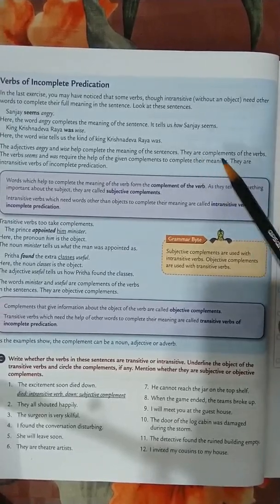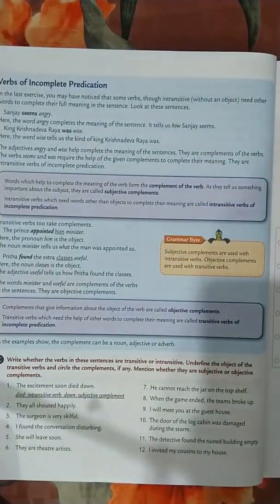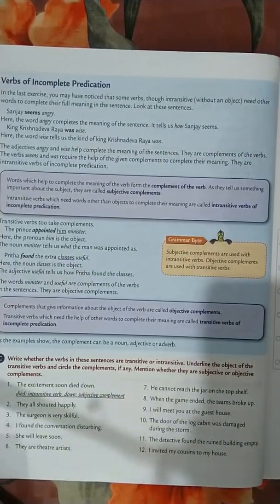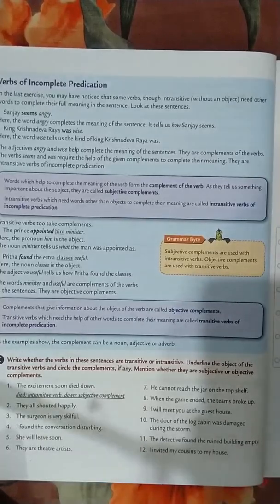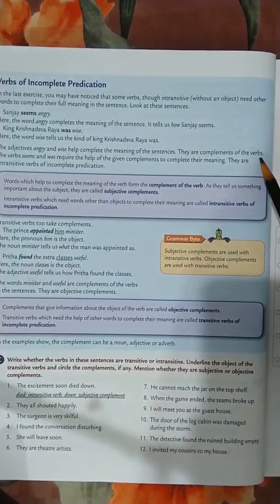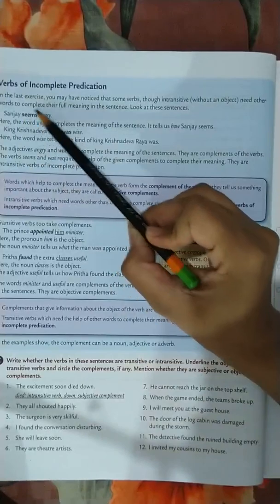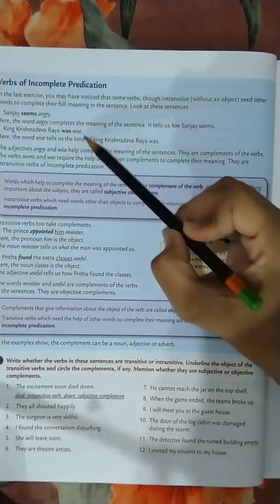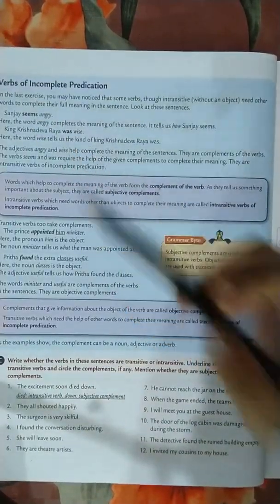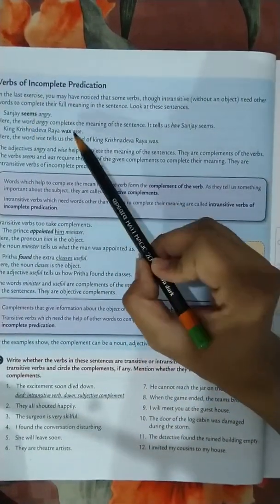Okay, they are the complements. So these words will be called the complements of the verb. Now the verbs seem and was. So angry and wise are working as complements of the verbs seem and was.